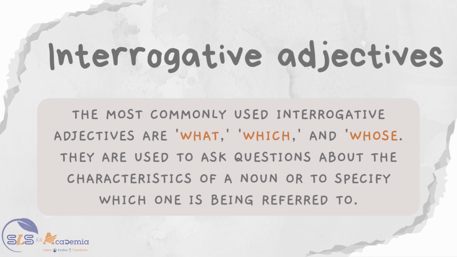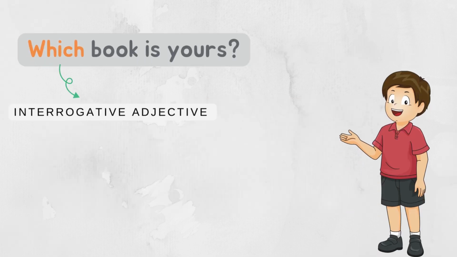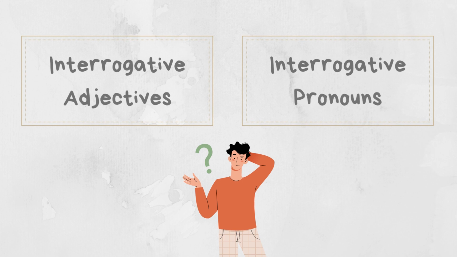They are used to ask questions about the characteristics of a noun or to specify which one is being referred to. For example, in the sentence, "Which book is yours?" which is an interrogative adjective modifying the noun book. We also learnt about something called interrogative pronouns in our previous lesson.